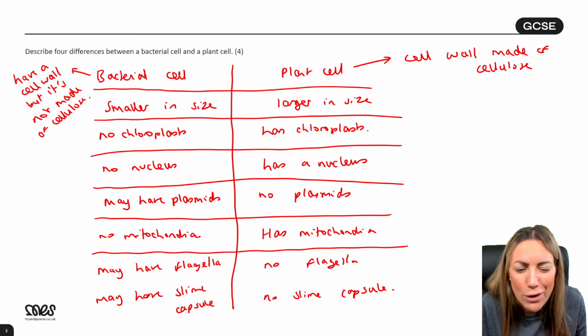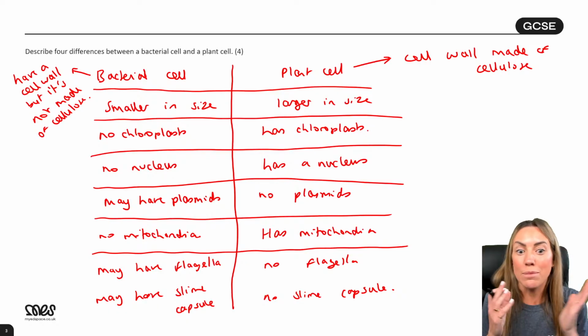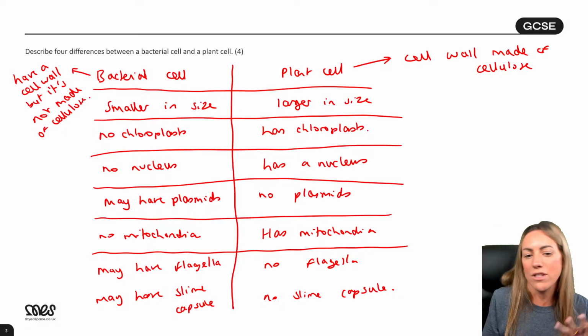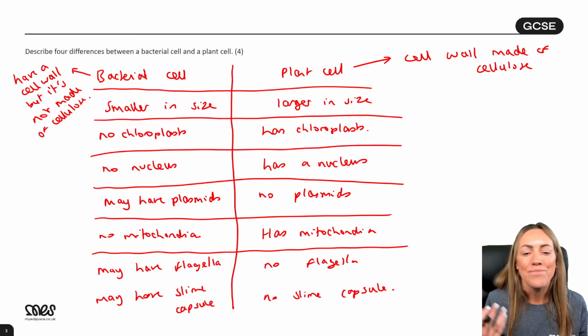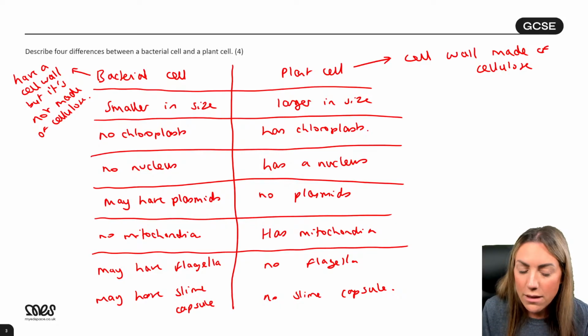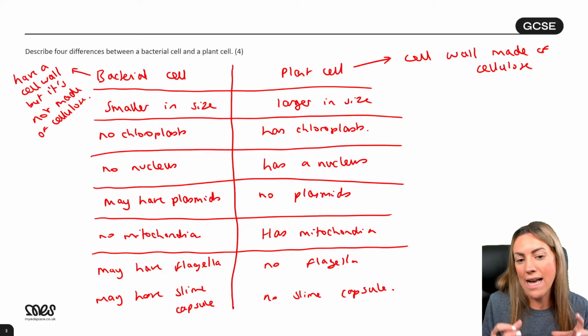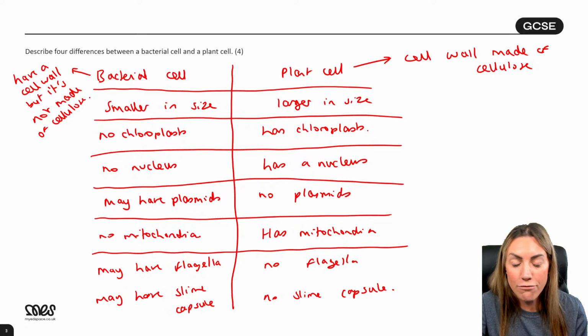It's actually called murein. Don't need to know that. But you could have said, look, they both have cell walls. The plant cell wall is made of cellulose. The bacterial cell wall is made of something else, peptidoglycan or murein. That's a difference. Not lignin, Tony. Lignin is found in the walls of the xylem, and it helps to keep the xylem vessel open so water can be transported. Don't forget.